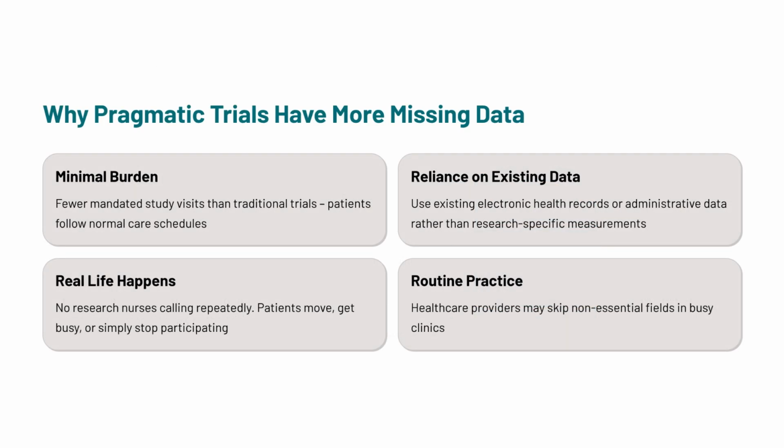Exactly. And pragmatic trials are especially vulnerable because we aim to keep things as close to usual care as possible. That often means fewer required study visits and greater reliance on existing sources like electronic health records or administrative data, rather than detailed research forms. It keeps trials realistic and lowers burden, but that flexibility can raise the risk of missing or misclassified data, and the risk varies by data source.